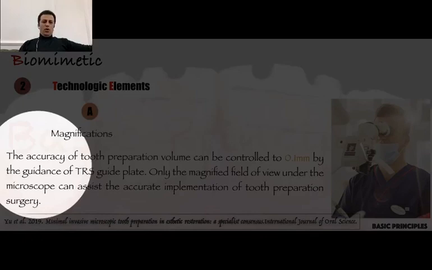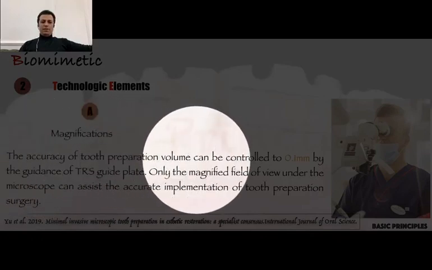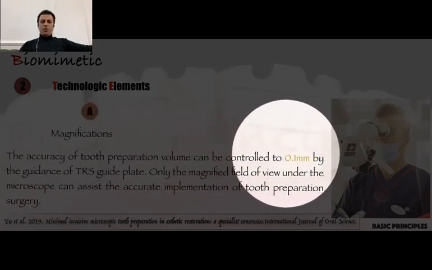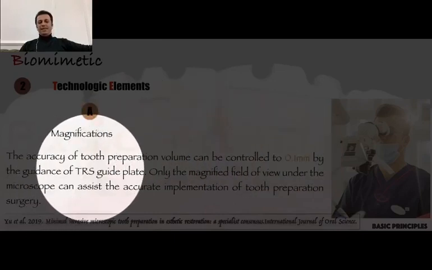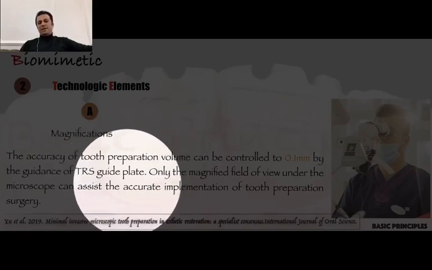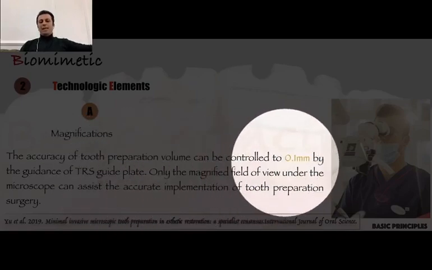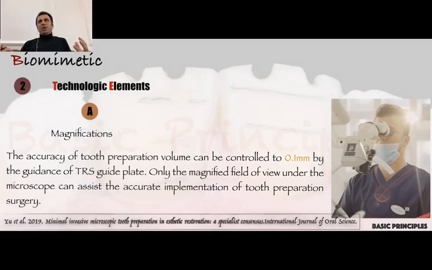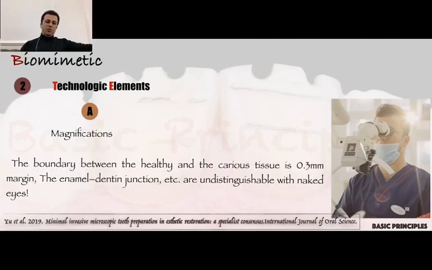Look, the accuracy of the tooth preparation volume can be controlled to 0.1 mm by guidance of the TRC. TRC is the tissue restorative space. The guide plate is the wax-up. So you can conceptually say that I can do that, but practically, if you do not use a facility like magnification, you cannot do that. That's why it's important to know that.